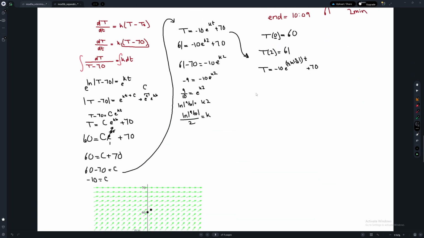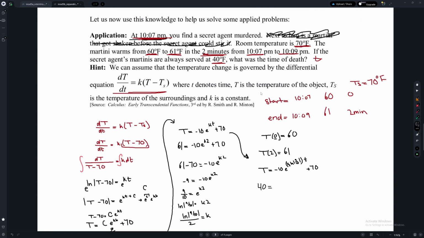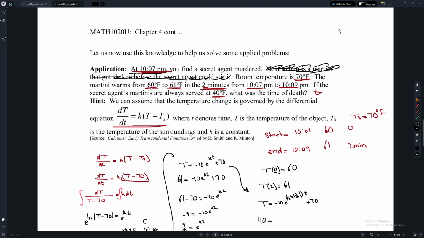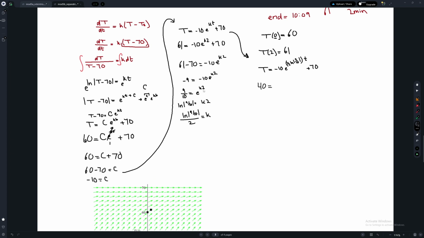And so we can see when he died, because we know the temperature of the drink was 40 when it was served. And so how long did it take for it to get to the temperature where we caught it, which is 61? And so the difference then, what we could do is, now we have -10, 1/2 ln 9/10. T is what we're looking for, plus 70. Let me separate these. And so now you can do 40 minus 70 equals -10.